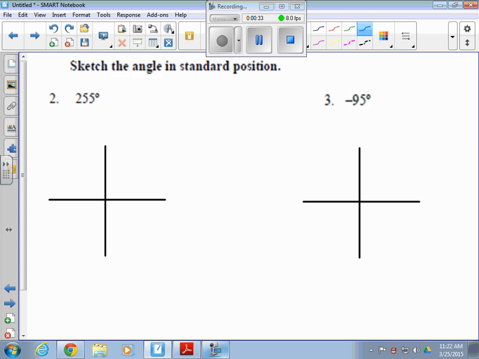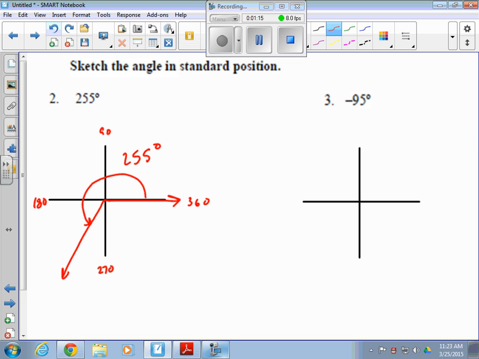Then it says sketch the angle in standard position. Remember, standard position starts on the x-axis, and it goes counterclockwise if it's positive and clockwise if it's negative. So 255 degrees, you're just sketching it. You don't have to be perfect. You know this is 90, this is 180, this is 270 degrees, and when you get all the way around, it becomes 360. So we know we have to go less than 270. It'll open up till about right here. That's an angle that's approximately 255 degrees.